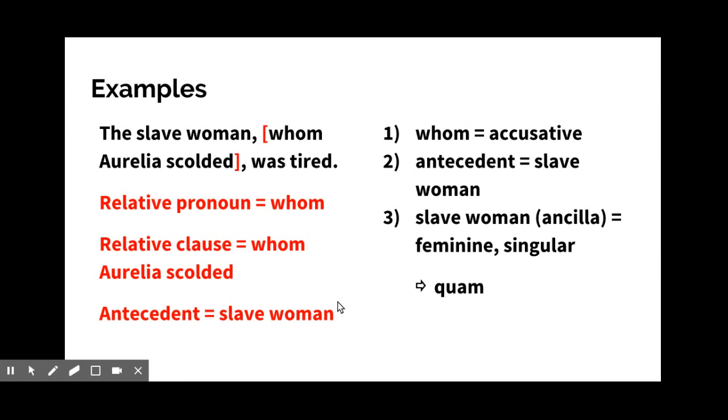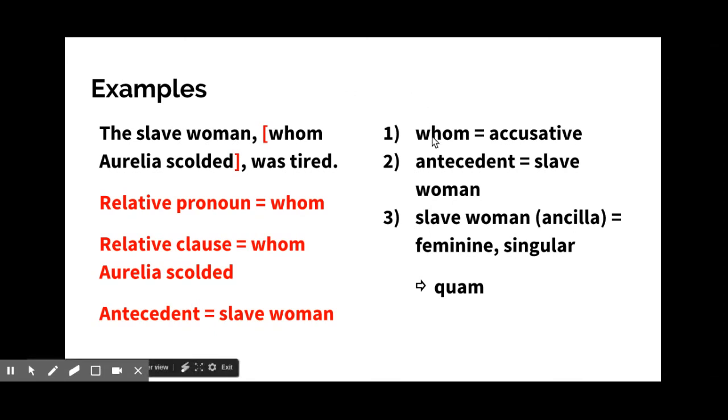The slave woman whom Aurelia scolded was tired. The relative pronoun that you would need to provide in this sentence is whom. The relative clause is whom Aurelia scolded. And the antecedent, which is the word that the pronoun refers back to, is the slave woman.